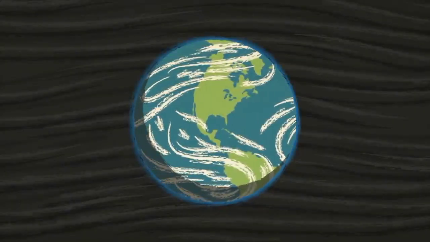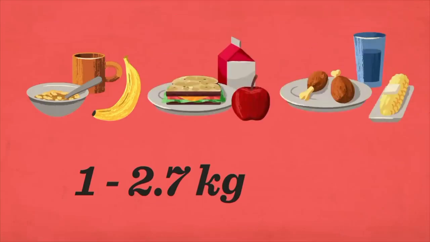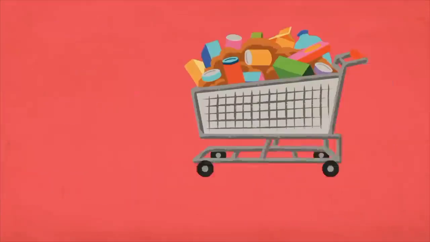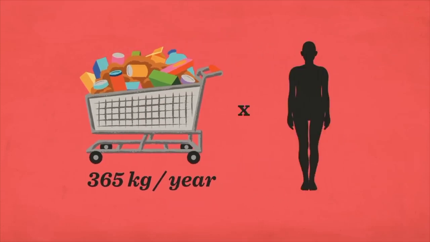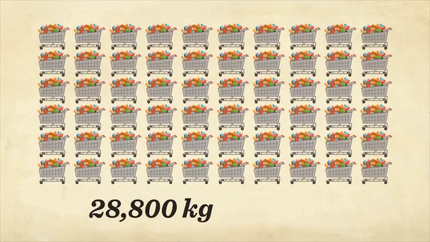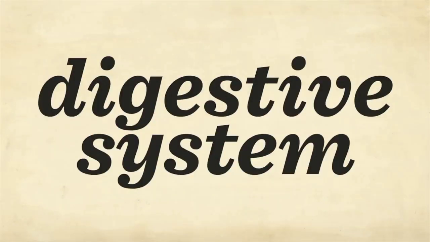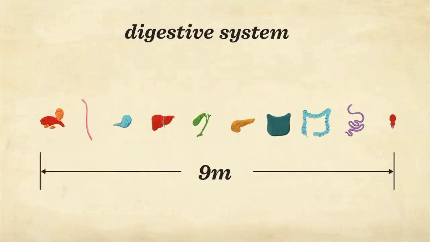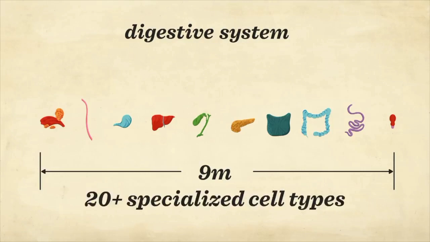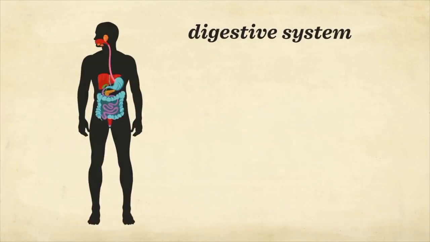Across the whole planet, humans eat on average between 1 and 2.7 kilograms of food a day. That's over 365 kilograms a year per person, and more than 28,800 kilograms over the course of a lifetime. And every last scrap makes its way through the digestive system. Comprised of 10 organs, covering 9 meters, and containing over 20 specialized cell types, this is one of the most diverse and complicated systems in the human body.